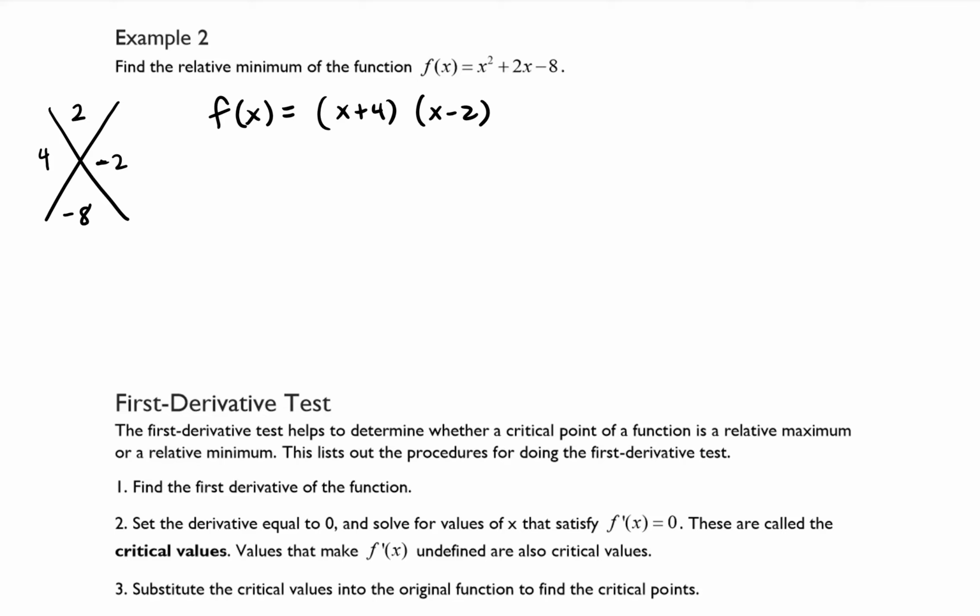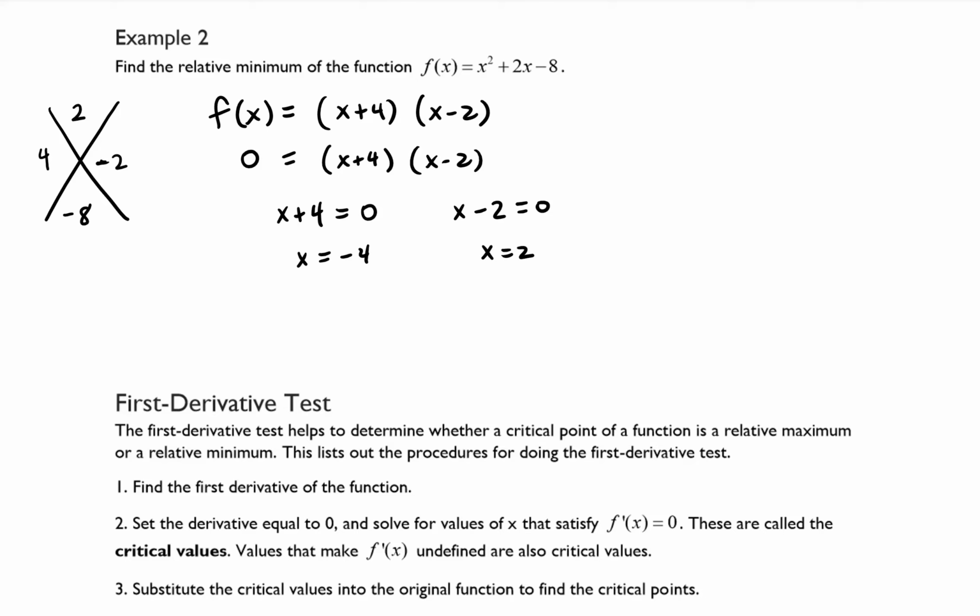And so if we're trying to find the x-intercepts, we could set f of x equal to 0 and solve for the x values that way. Using the zero product principle, we would get x plus 4 equals 0 and x minus 2 equals 0. And then if we solved those equations, we would get x equals negative 4 and x equals positive 2.